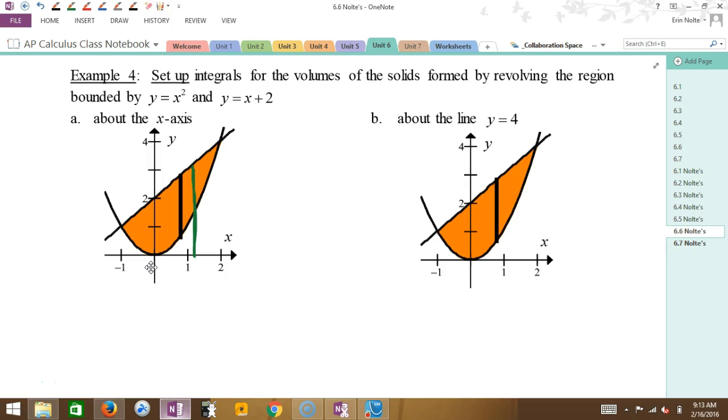Okay, so what is the length of my big R? The big R goes up to the straight line. What's the equation of the straight line? x plus 2, good. And then my little r goes from the x-axis to the parabola. So what's the length of my little r?